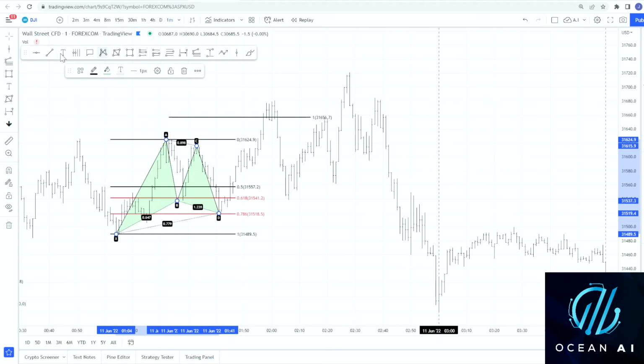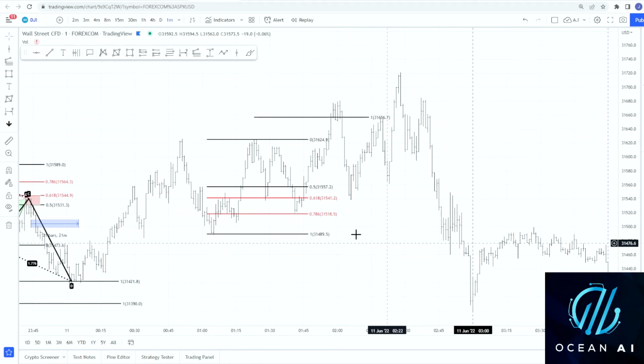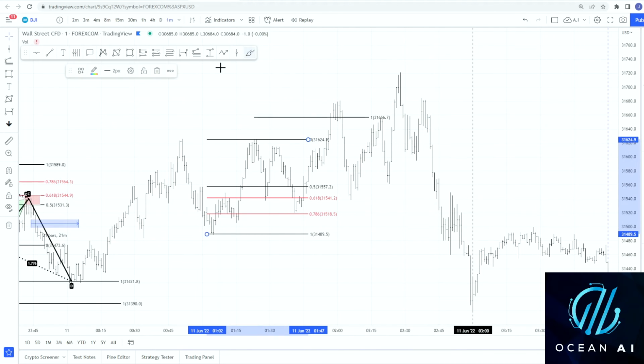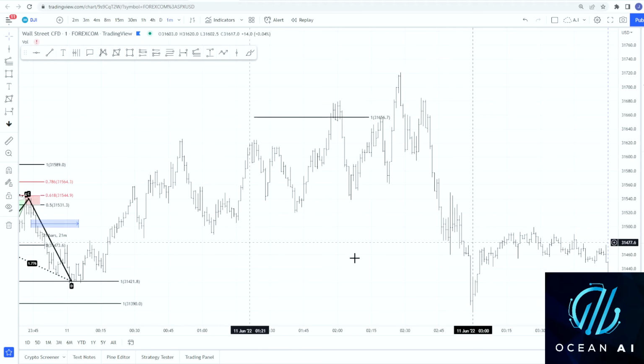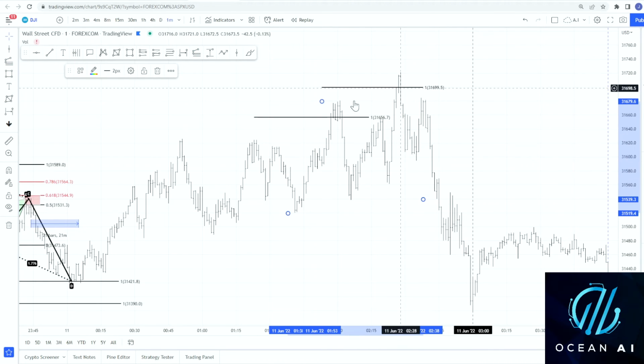So if I get rid of this one, so now we're looking for this final high here. So if we look at that, what we got there was another 3 drive. See this one here, drive 1, drive 2, and drive 3. And with a 3 drive, we like to see the ABCD pattern as well. And that was this one here.